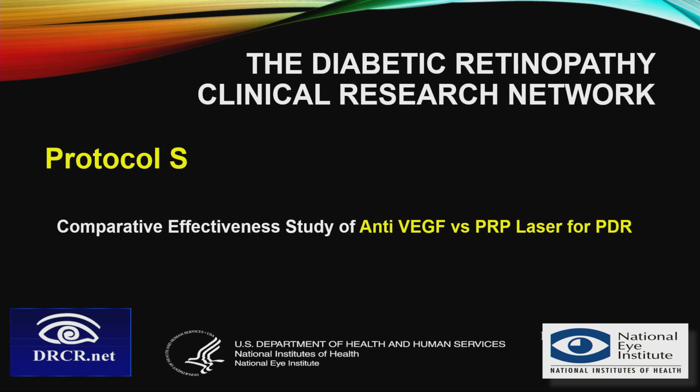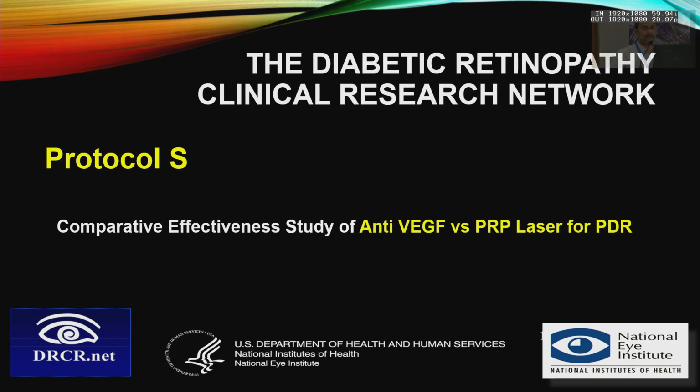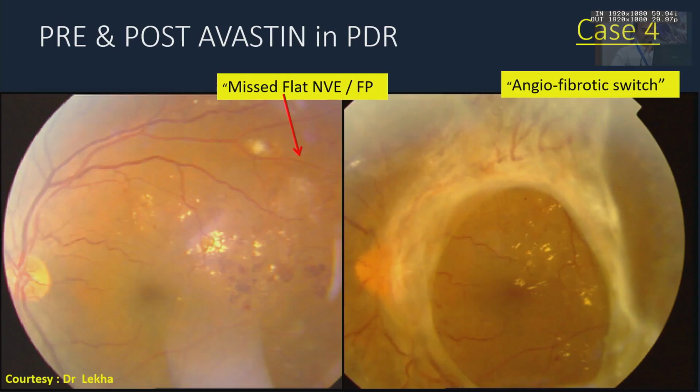So now let's look at diabetic retinopathy. Protocol S was a comparative trial looking at anti-VEGF injections as an alternative. So, some of the case examples here. This patient, severe NPDR, early PDR, this flat NVE or flat fibrous proliferation was missed initially.